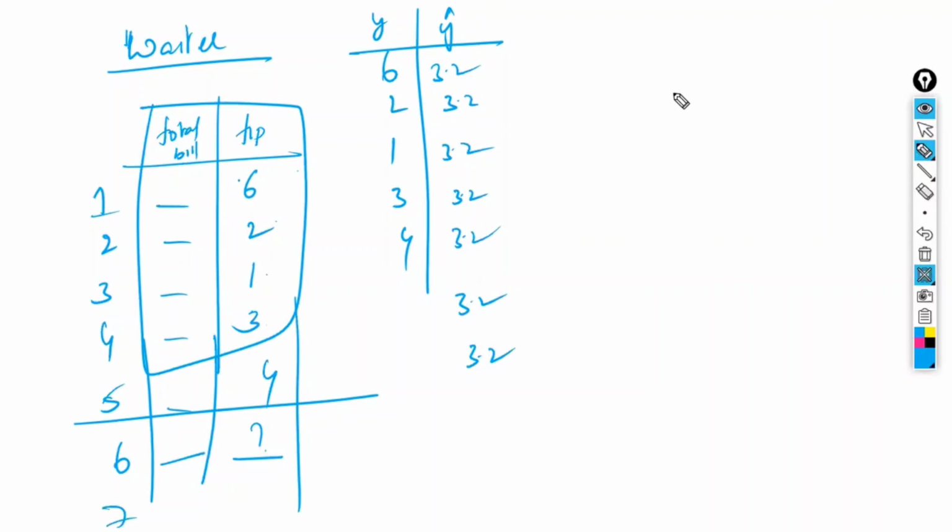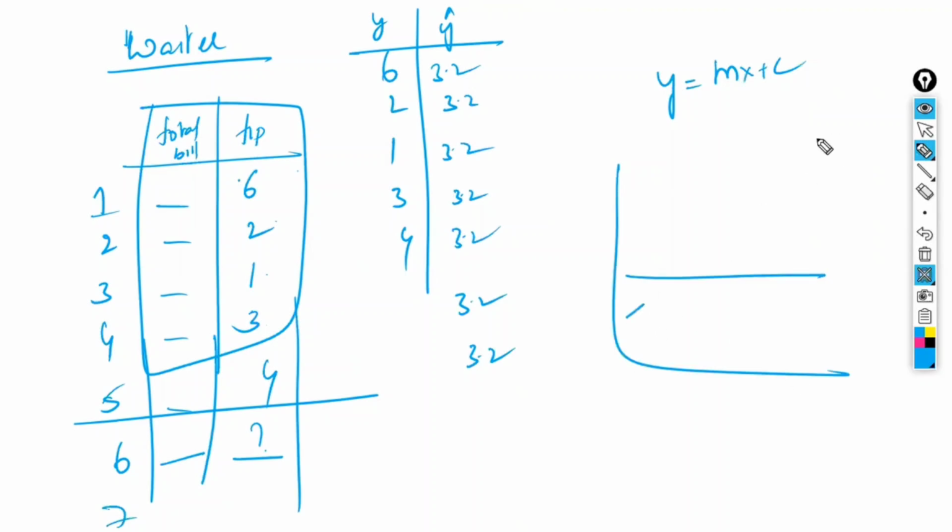He said that there is a relation between y and x, that is y = mx + c. The average line is not the best fit line. There is a regression line, which is the best fit line, which can predict more accurately. To predict more accurately, I require the total bill.